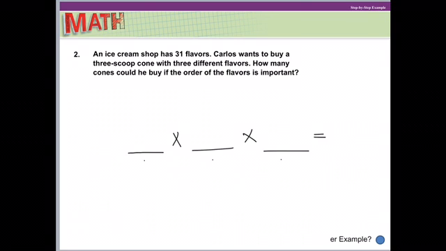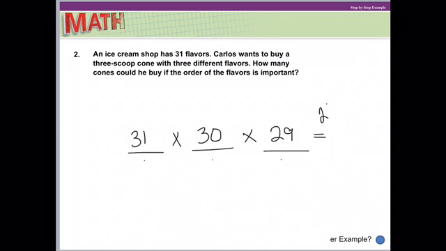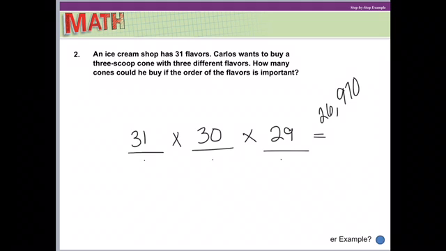So for the first one, he has 31 different options because that's all the flavors. Now he doesn't want to repeat a flavor, so now for the second scoop, he only has 30, and then he has 29, which if you multiply these 3 numbers together, you get 26,970. So that's a lot of different cones. So Carlos could buy 26,970 different cones.